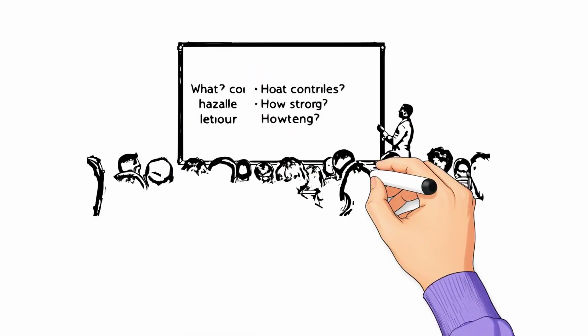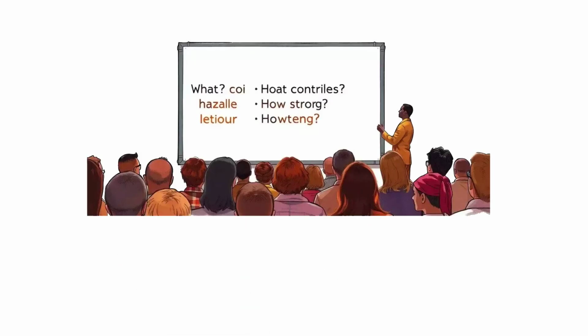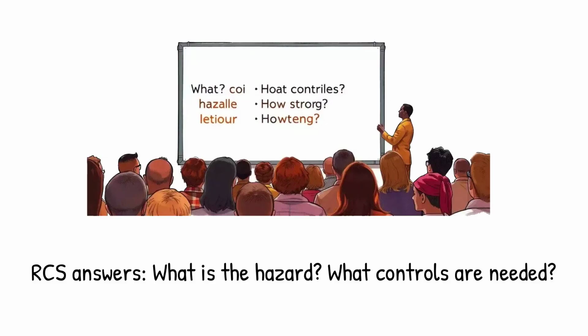In simple terms, risk control standards answer 3 questions. What is the hazard? What controls are required? And how strong must those controls be? When these 3 are aligned, risk becomes manageable. When they're not, incidents happen.